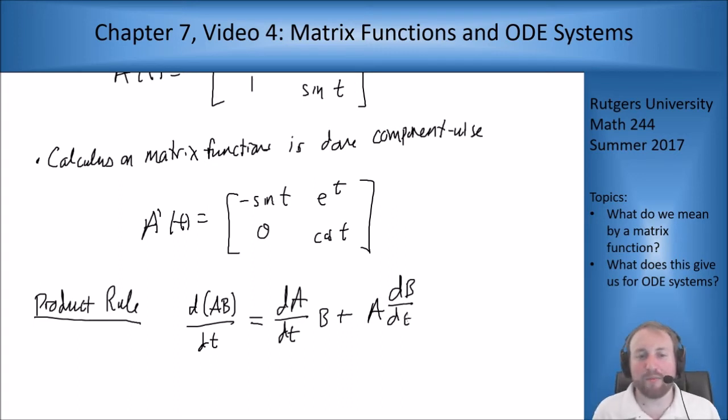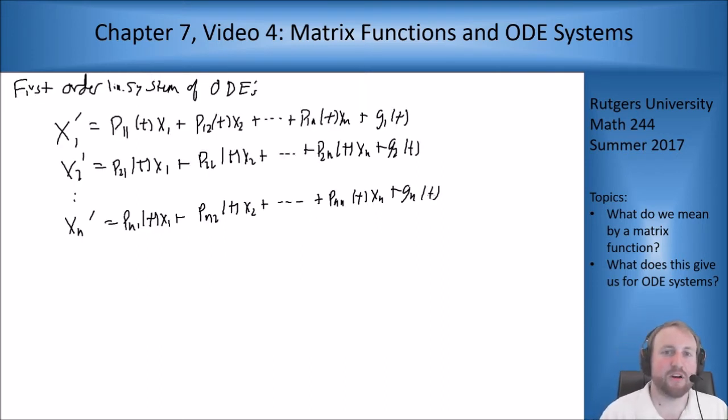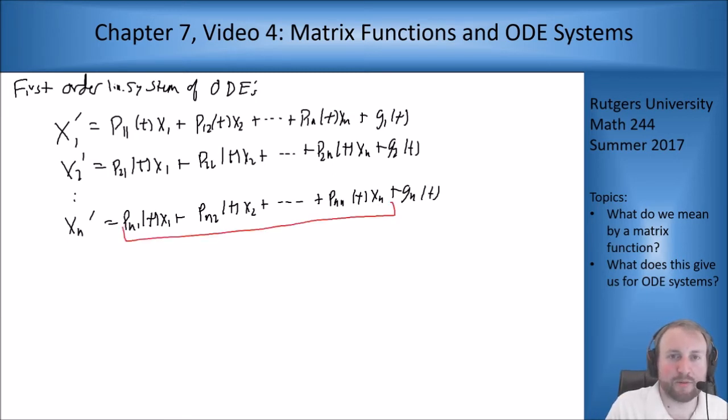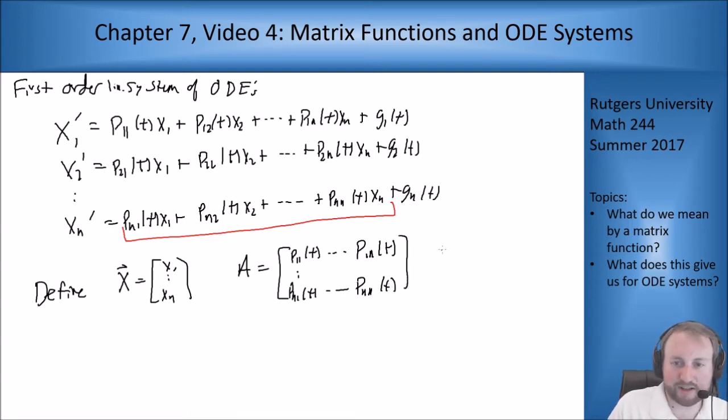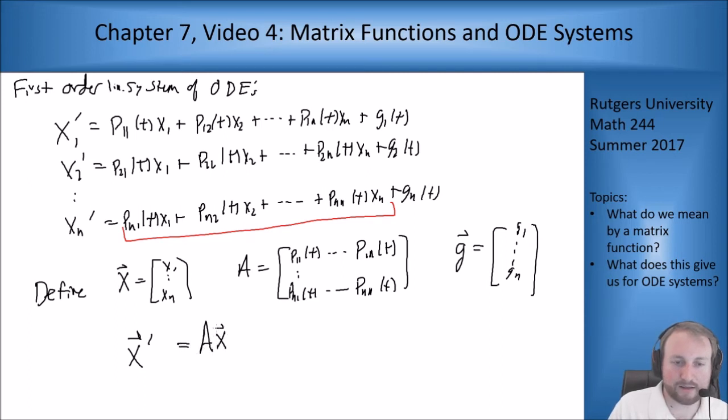So now we can take this and go back to our system of first order linear ODEs that we had before. And we see that this middle part looks like matrix multiplication again. So if I define a vector x by x1 through xn, if I define a matrix A by these p's, p11 of t, p1n of t, pn1 of t, pnn of t, and a vector g by g1 through gn, then this whole thing turns into x prime equals Ax plus g.